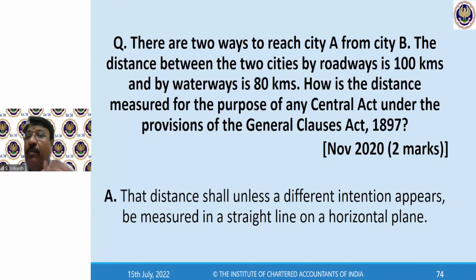See, for example, CMDA rules are there. So in CMDA rules, we'll have to check the distance from the nearest place, and so on. In all these cases, the measurement should be in a straight line on a horizontal plane. In the Factories Act, you have to check the nearest hospital, etc. The distance is given. All these are situations where distance will have to be measured.